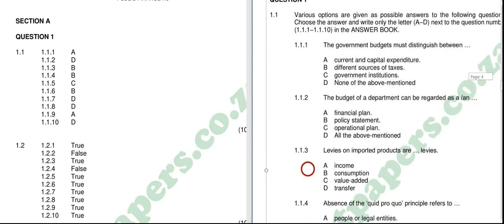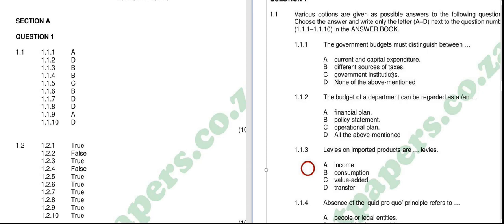Our first question, we have it here, whereby 1.1.1, the government budgets must distinguish between, so the correct response is current and capital expenditure, which we have on A. And then if you go to number 2, the budget of a department can be regarded as a financial plan, as a policy statement, as an operational plan. So we have A to C being correct. So our correct response is D, all of the above mentioned.